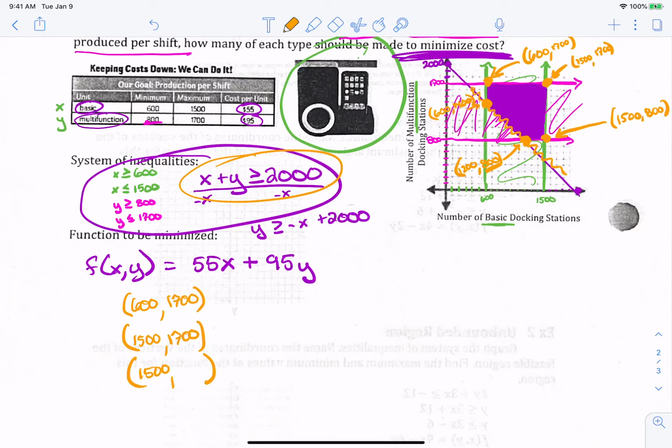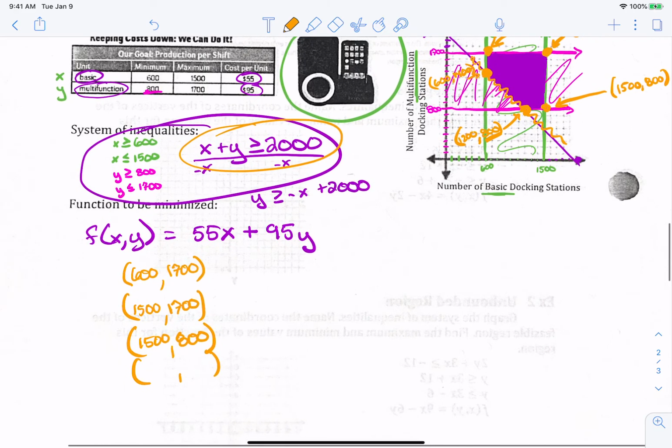We'll divide and conquer these. How about that? I'm not rewriting all those coordinates. You don't have to if you don't want to. It took me forever. I'm going to rewrite them though. My paper's a little more organized. What the heck are you throwing at me, Alex? And the last one is 1,200, 800.